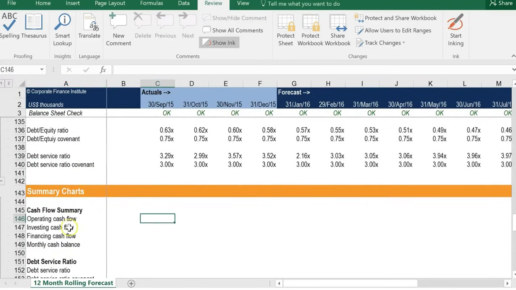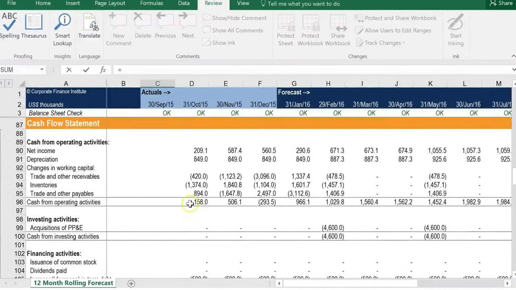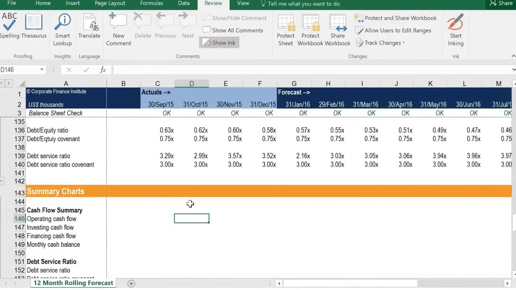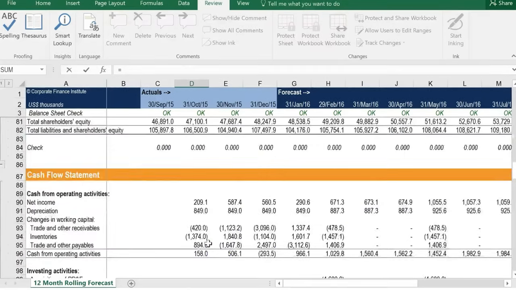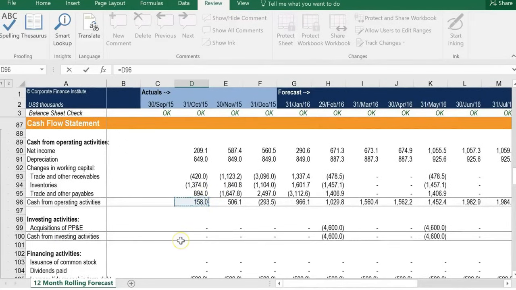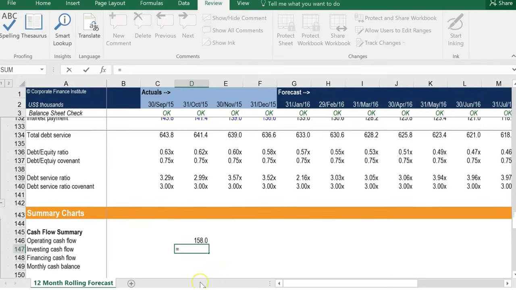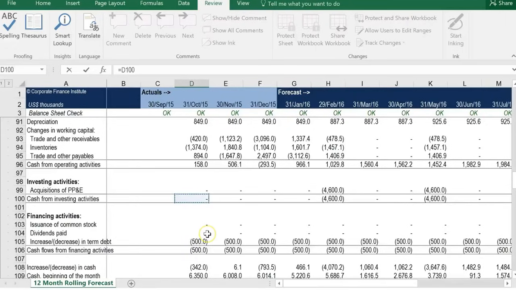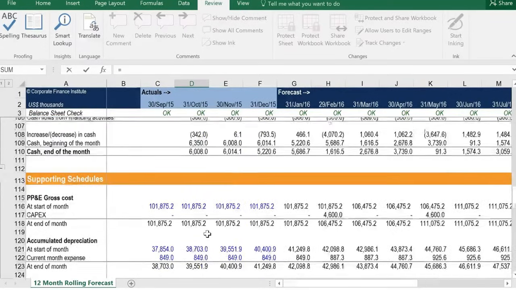I'm going to start by building an operating cash flow summary. So I'm going to link up into the cash flow from operations. And we're going to be starting in the period ending October here, as we don't have complete data for September. So we're going to link up here to the cash from operating activities. Then we're going to link up the investing cash flow. And finally, the financing cash flow.